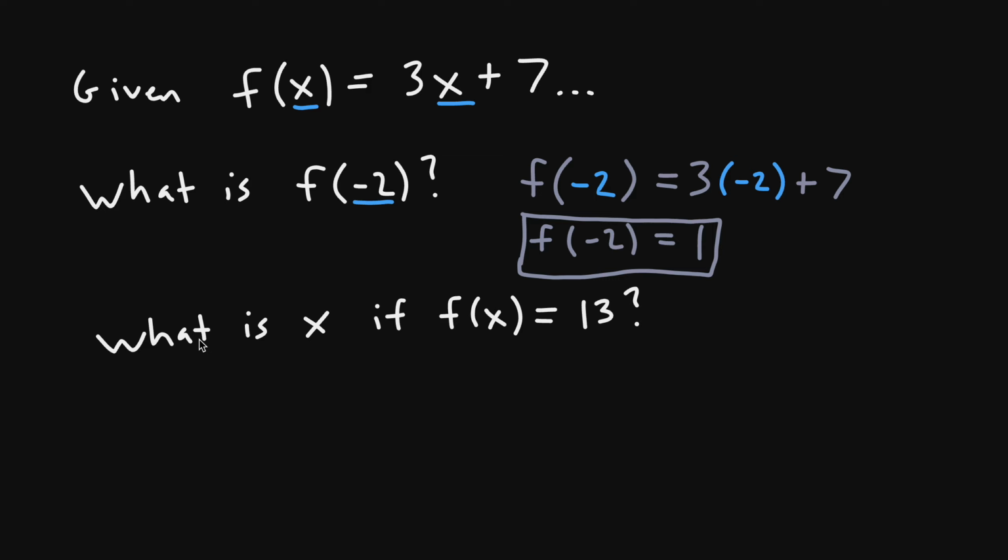The bottom question is different. The bottom question is saying, what is x? Find the x if the output, if f of x is equal to 13. So this was plug a number in for x. This is find the missing x.